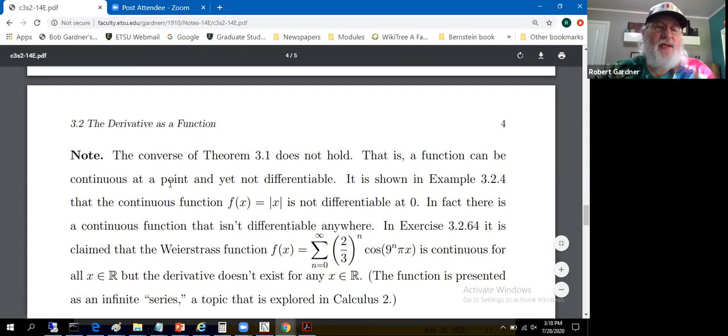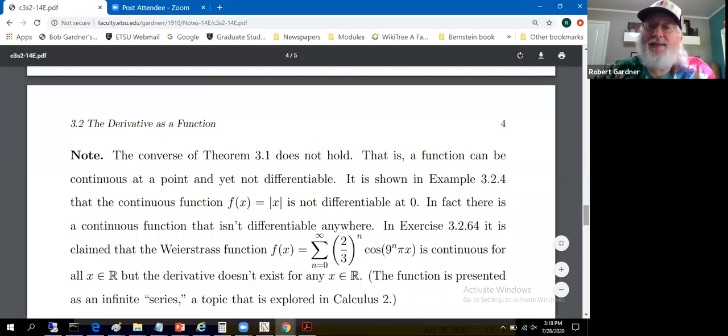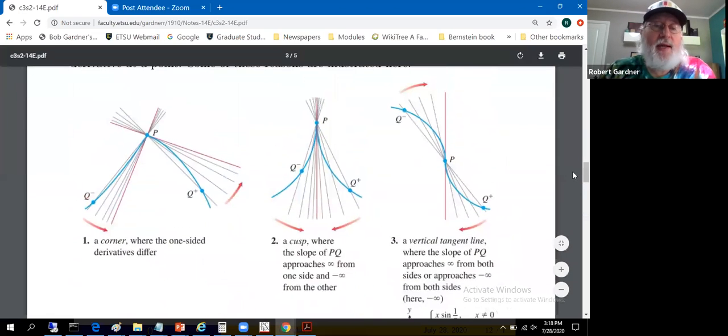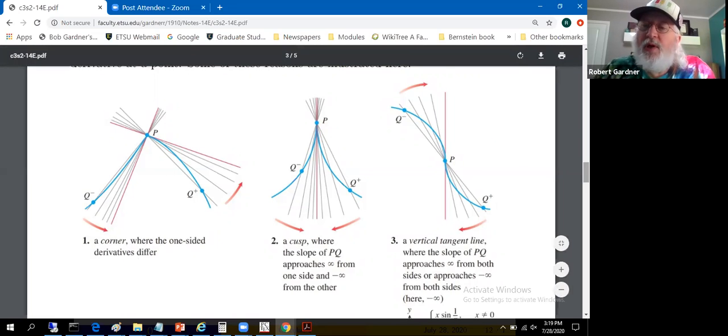That is, a function can be continuous at a point and not differentiable at the point. The absolute value function is continuous but not differentiable at 0. It's got a sharp point in it. I'm sorry, it's got a corner in it, is how they word it here. Here's a function that's continuous but not differentiable at this point P, for a variety of different reasons. The absolute value function is probably the one most familiar to you. Its graph is a V. And at the origin, it has a sharp point, a corner is what the book calls it.